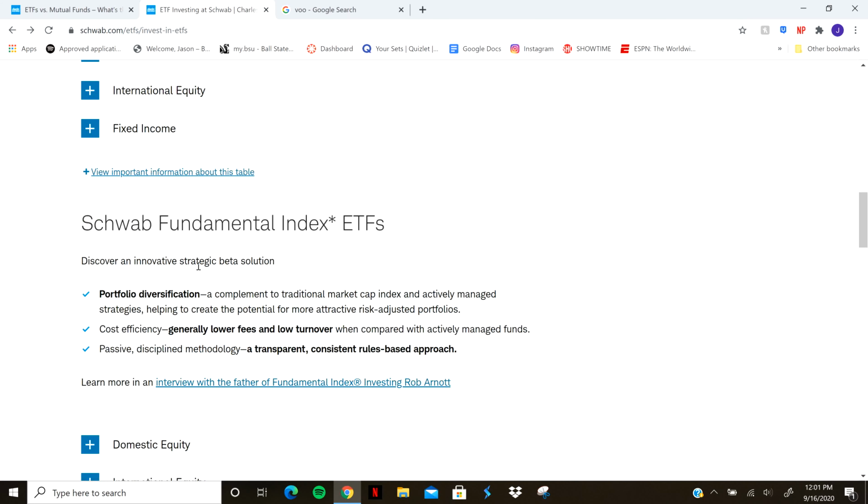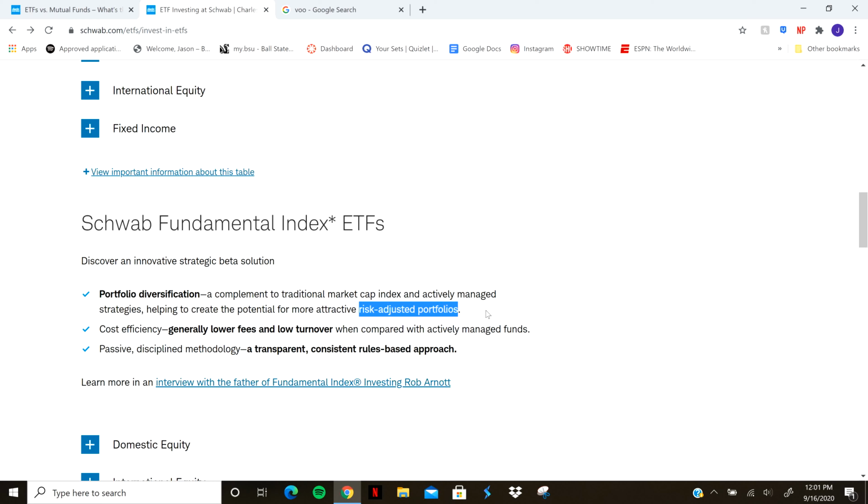When you scroll down to the Schwab Fundamental Index ETFs, discover an innovative strategy beta solution. So it's going to be based on the beta of these stocks that are in the ETF, which is very interesting. It's a good look to consider and obviously potentially invest in. Portfolio diversification, a complement to traditional market cap index and actively managed strategies, helping to create the potential for more attractive risk-adjusted portfolios. So these portfolios, that's the big thing right there. They're all going to be based on risk.